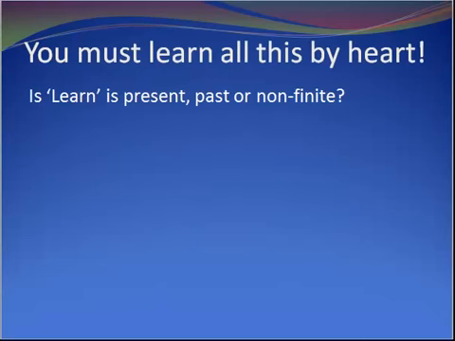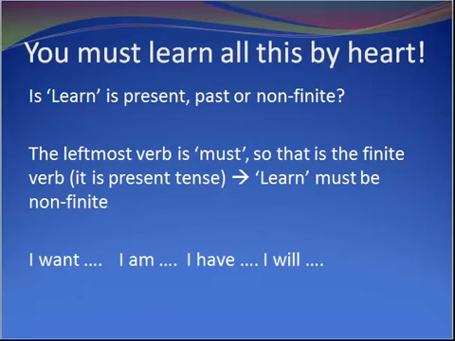Okay, let's try one. You must learn all this by heart. Is learn here present or past or non-finite? Well, first of all, you then need to work out how many verbs there are. Well, you've got must and you've got learn. So there are two verbs. The leftmost one is must, so that must be the finite verb. It's one of these modal auxiliaries and we consider it present tense. So that means that learn must be non-finite.